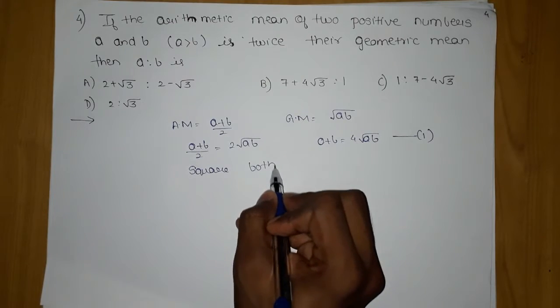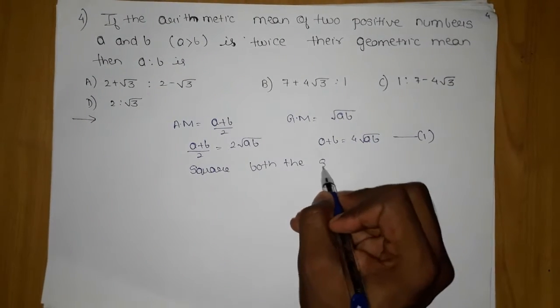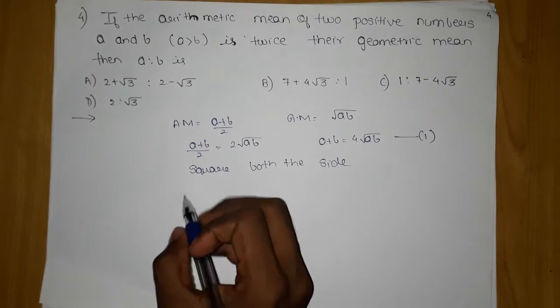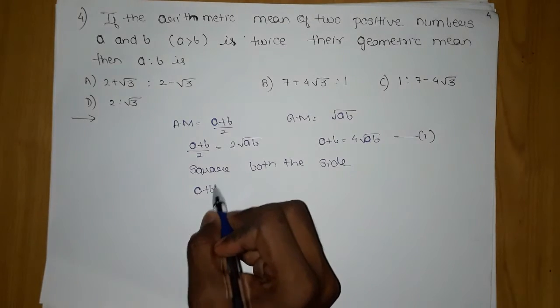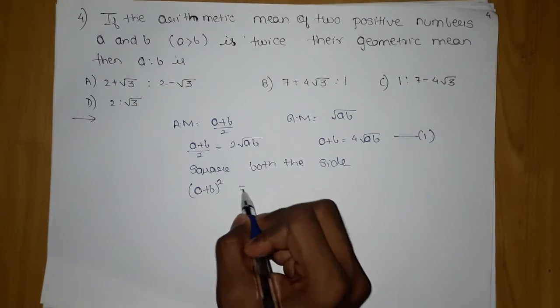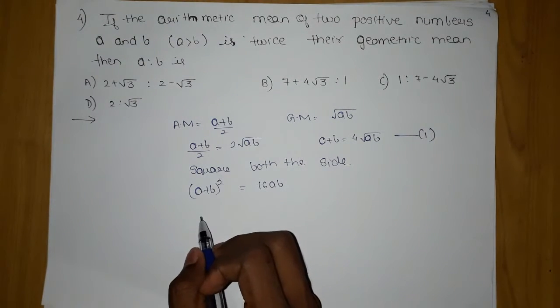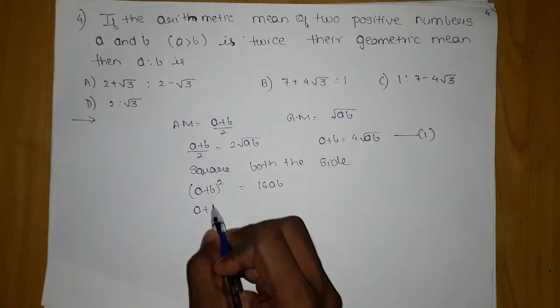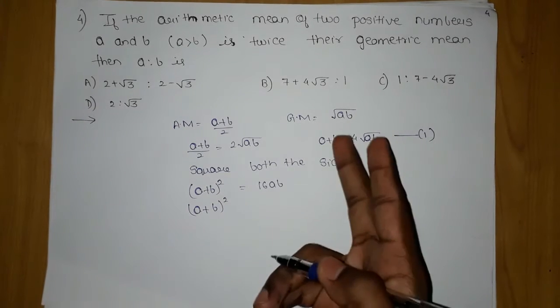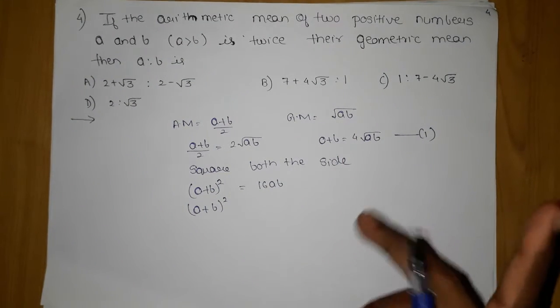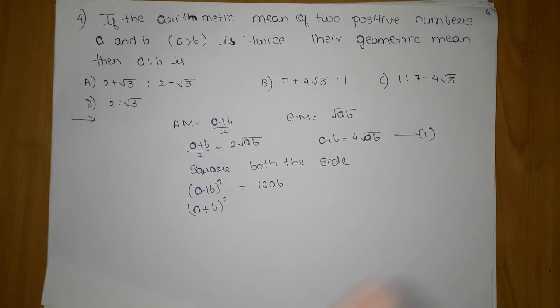Square both the sides. So here we will get (A plus B) the whole square equals 16AB, right? So what we can do further, we have A plus B. If I get my A minus B, then by applying componendo and dividendo we can get the required thing. But the problem is how we can create A minus B the whole square.